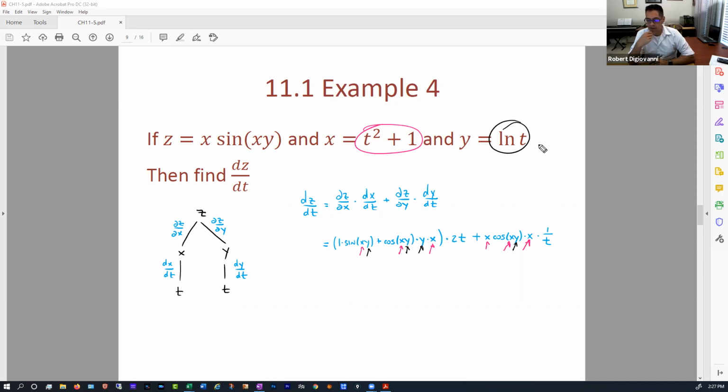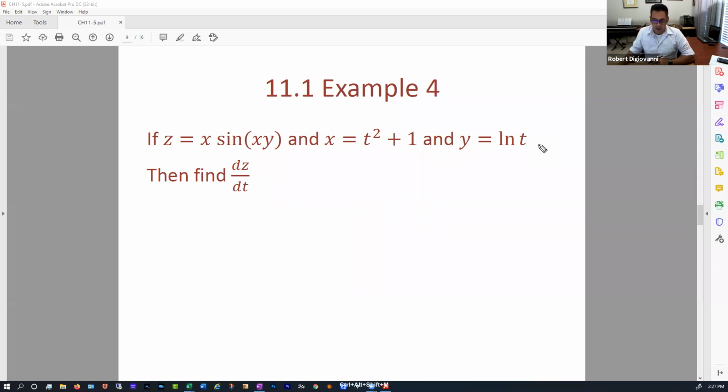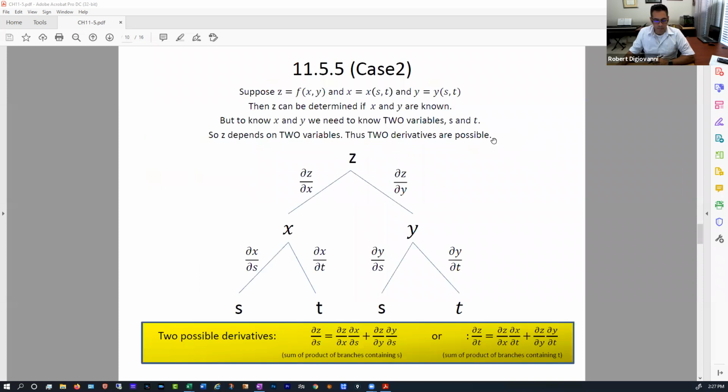I think we have time to do just one more, and that's this one here. So what if z depends on x and y, and x depends on s and t, and y depends on s and t also. So this time it's s and t instead of just t, right?